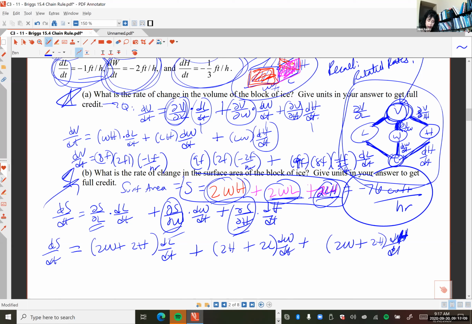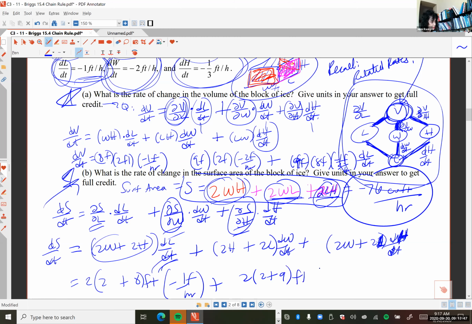So everywhere you see dL/dt, you'll put negative 1 foot per hour. You mean that the last one gets a 2L? A 2L, thank you. So you're just going to do a whole bunch of plugging in, and I'm just going to do it quick. I'll factor out a 2 here, 2 feet plus 8 feet, so that's going to be feet, and then you'll have negative 1 foot per hour plus, and I'll factor out a 2 here, and then I'll do H plus L. I think that's 2 feet plus 9, so that's going to be feet.